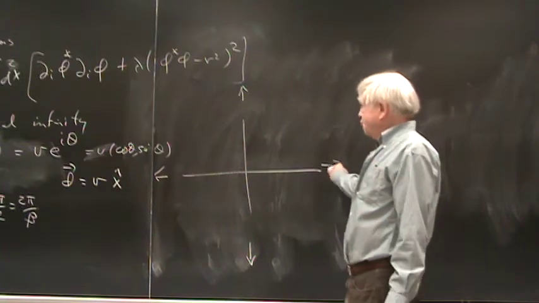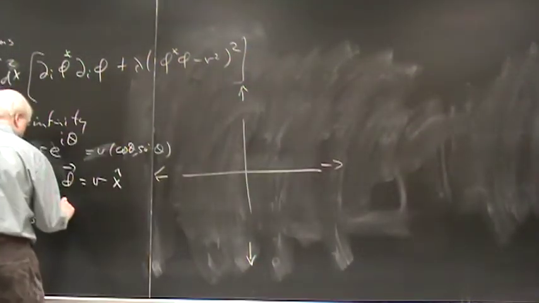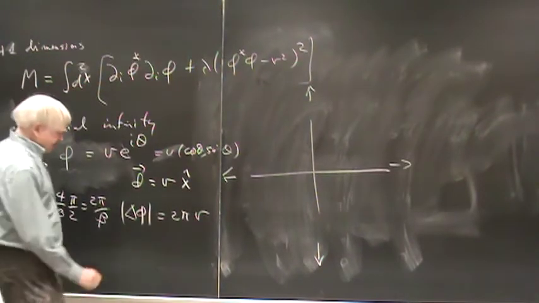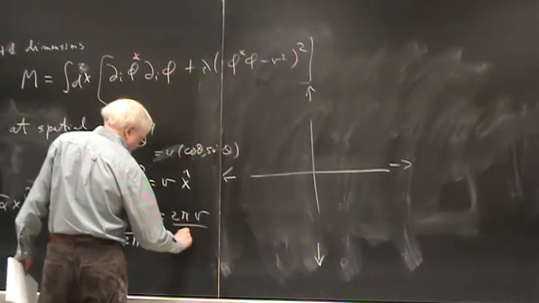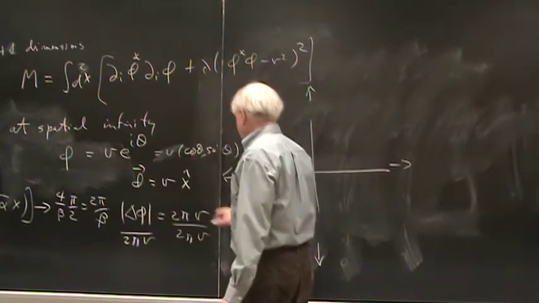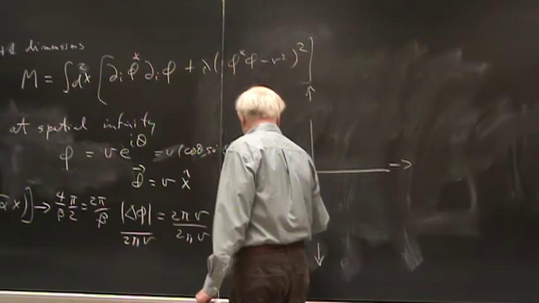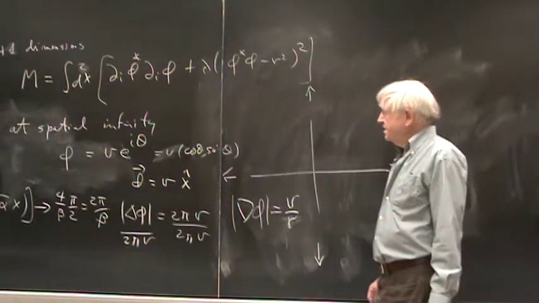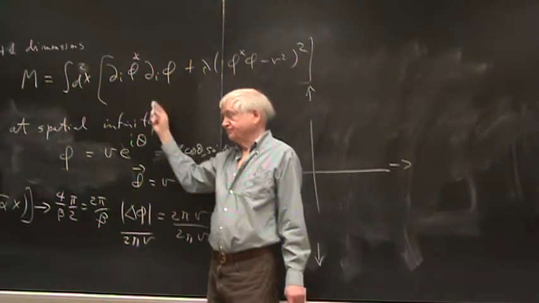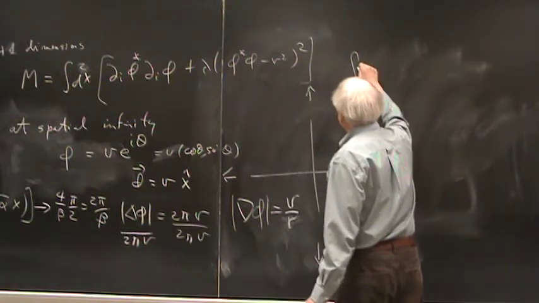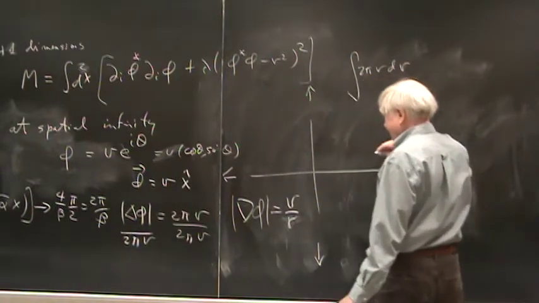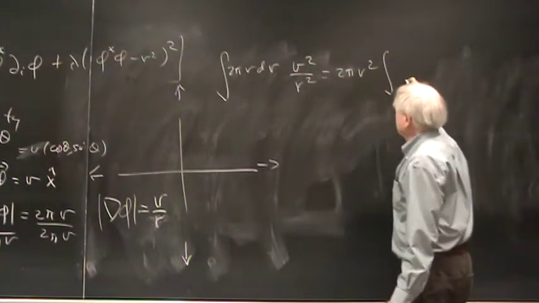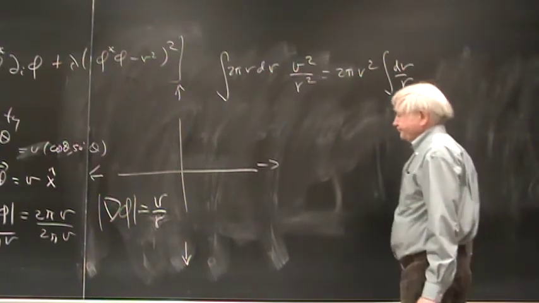So that means that as you go around the circle once, the total change in phi is basically 2 pi v. But on the other hand, the perimeter is 2 pi r. So basically, this grad phi term is essentially v over r. And so we've got a problem here with the kinetic term. We've made this zero, but this kinetic term is an integral. d2x is 2 pi r dr, but this grad phi squared is v squared over r squared. So altogether it's 2 pi v squared integral dr over r.